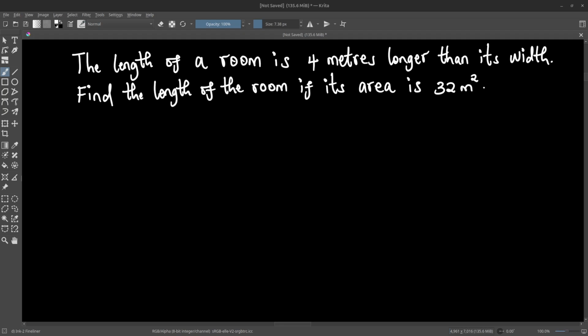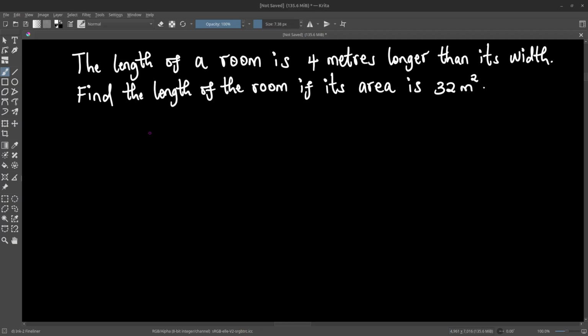In this question, we are being told that the length of a room is 4 meters longer than its width. Find the length of the room if its area is 32 square meters.